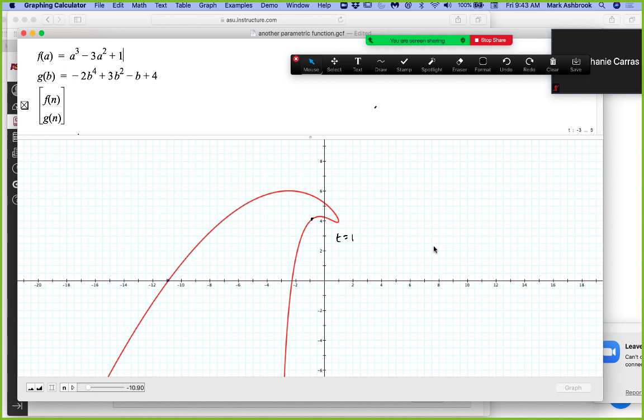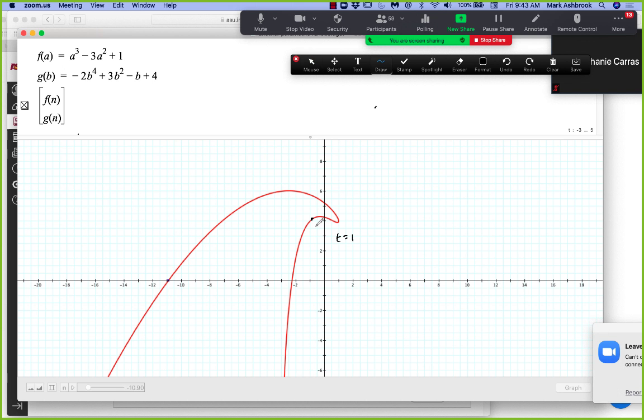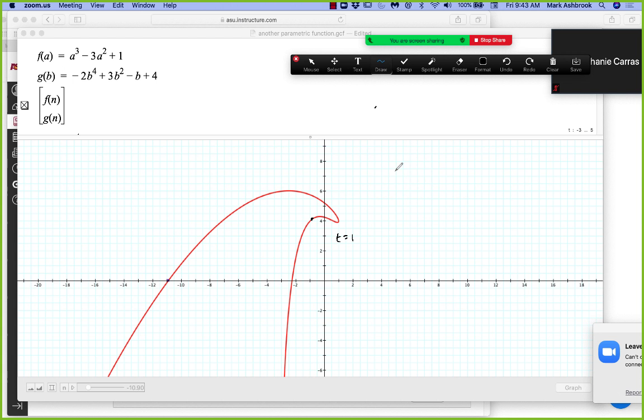And then when you get into Calc 3, you'll be working in R3, which is like three-dimensional space. And it'll be the same thing. Independent variable will be t, and then the dependent variable will be an ordered triple, or a location in 3D space. Okay? And so let's just review a little bit here. So let's talk about derivatives here. So dx dt, dy dt, and dy dx.